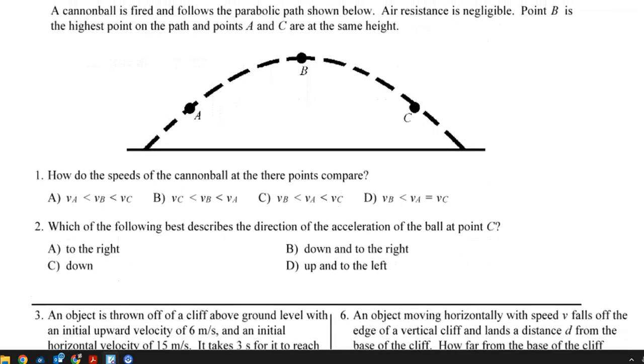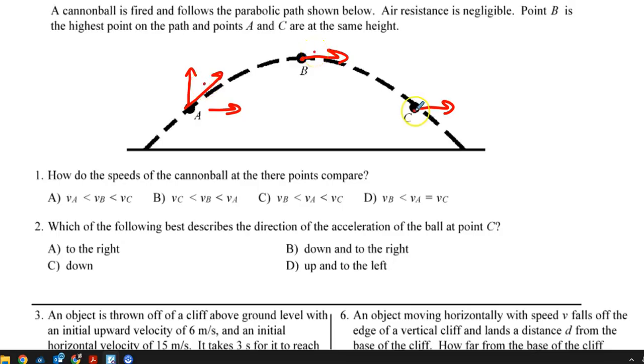So we have an object moving through air. We have 3 points, A, B, C. They want to know about the speeds, and we could just as well ask about the accelerations. The idea is the horizontal speed stays constant throughout, but the vertical speed changes. So if initially the actual speed is this vector here, there's a component, and then at the top there is no more vertical component. So the speed at A has to be greater than B.